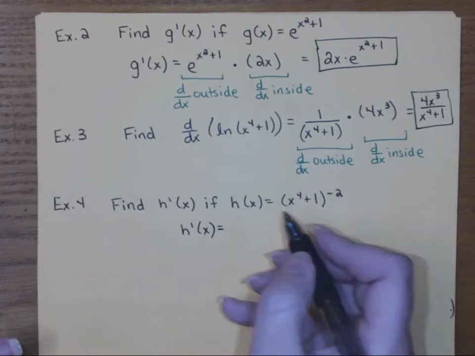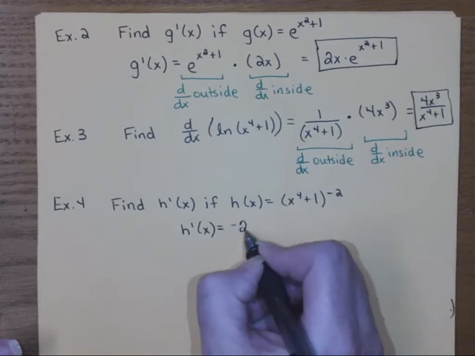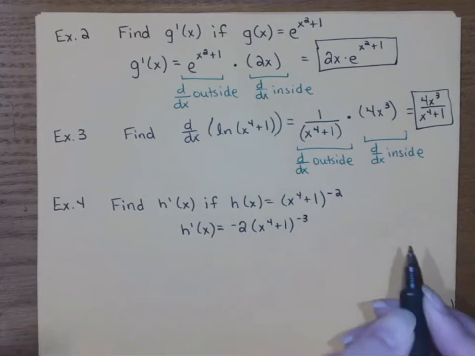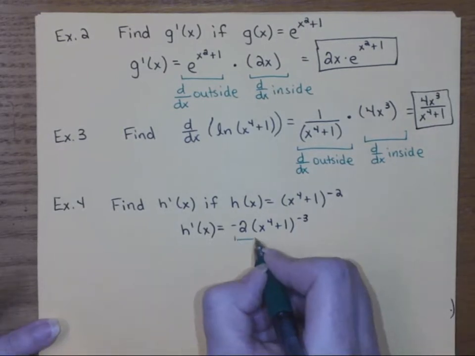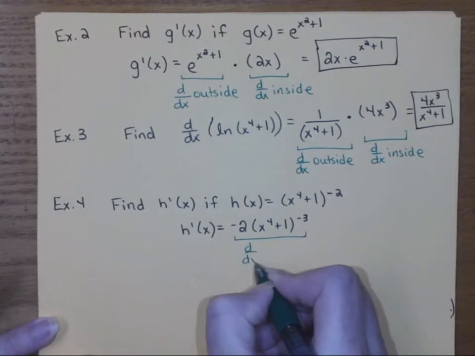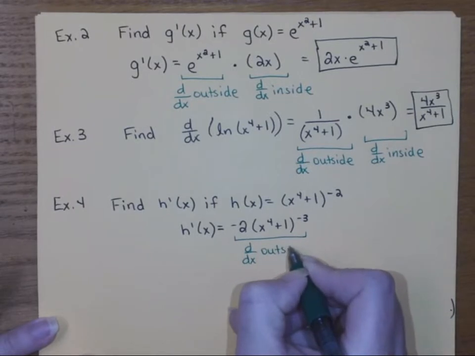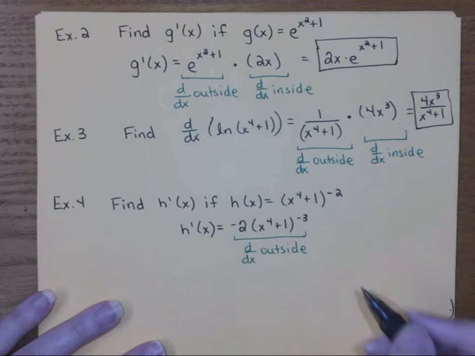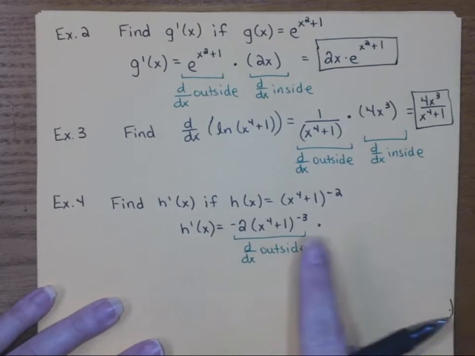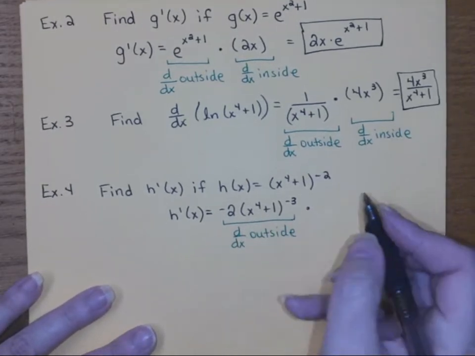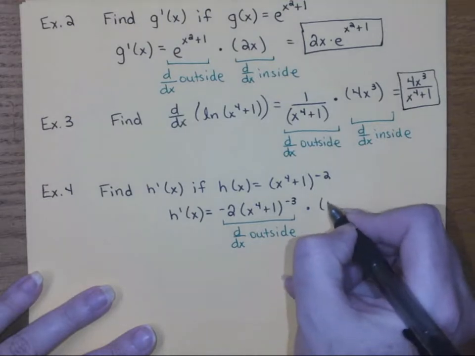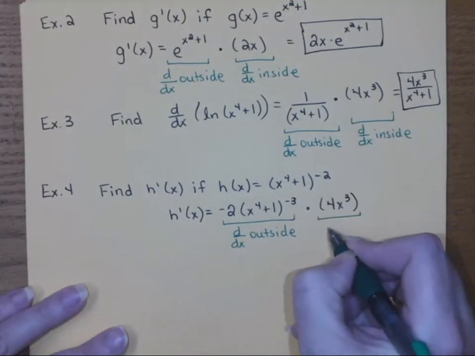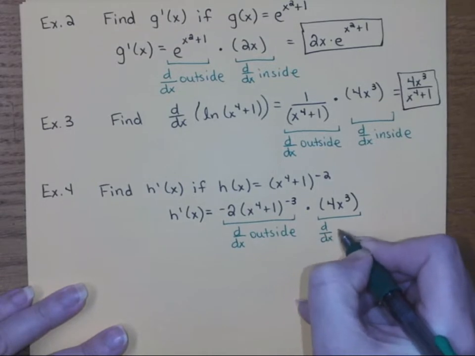So chain rule says do the derivative of the outside. In other words, move the power to the front and reduce the power by 1 first. Okay, so this right here is the derivative of the outside. But then because we have something more complicated than just plain old x, then we also have to do times the derivative of the inside. The derivative of x to the fourth plus 1 is just 4x cubed. So this is the derivative of the inside.